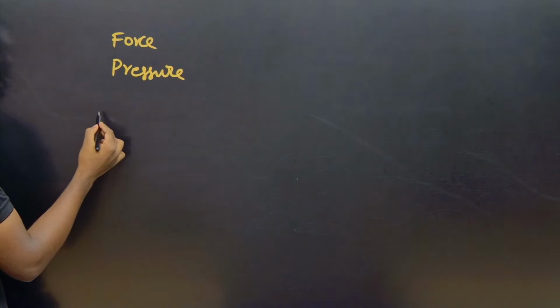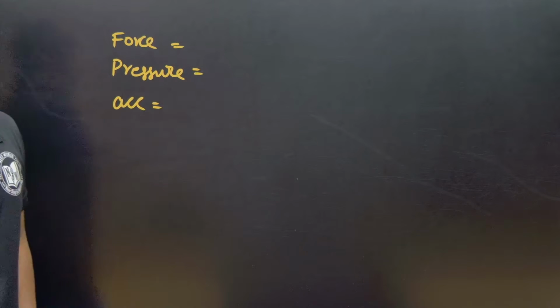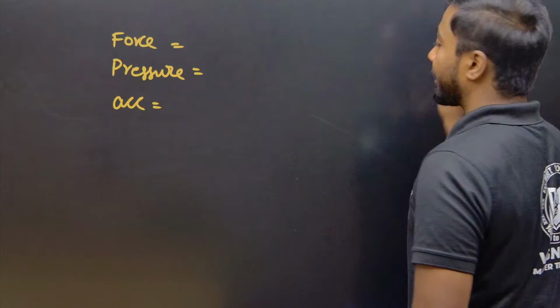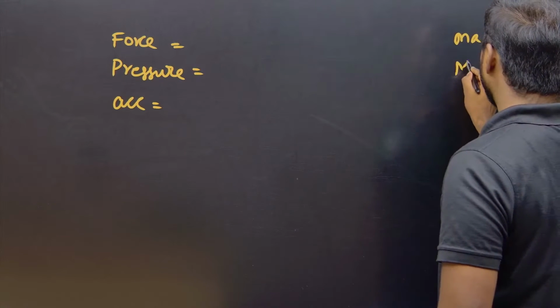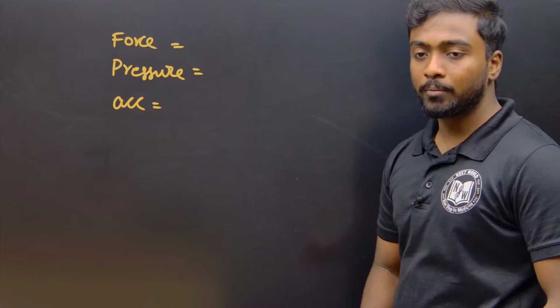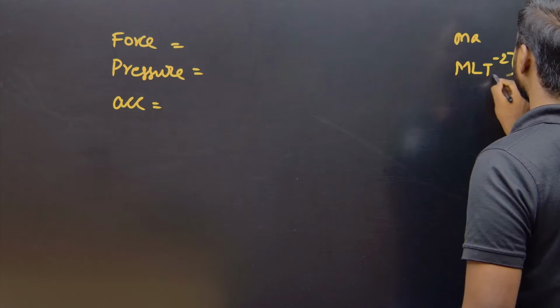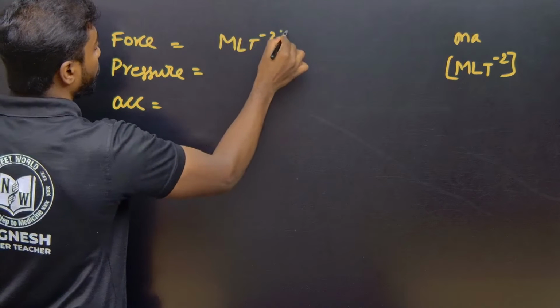Similarly, if I want to express force, pressure and then acceleration, can you give the answer for this dimensional formula? Force is equal to mass into acceleration. Mass is capital M, no? Yes, sir, capital M. Acceleration is meter per second squared, so meter is L, per second squared is T power minus 2. This is the dimensional formula for force. So M L T power minus 2.